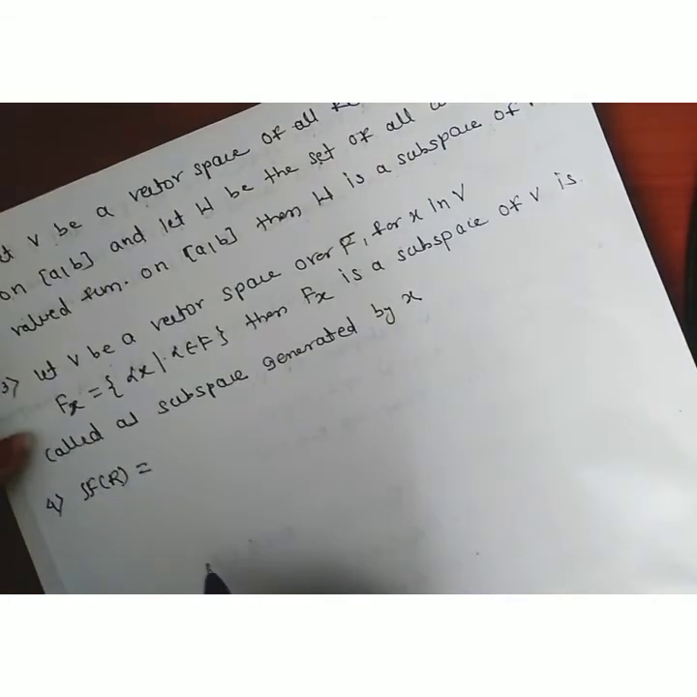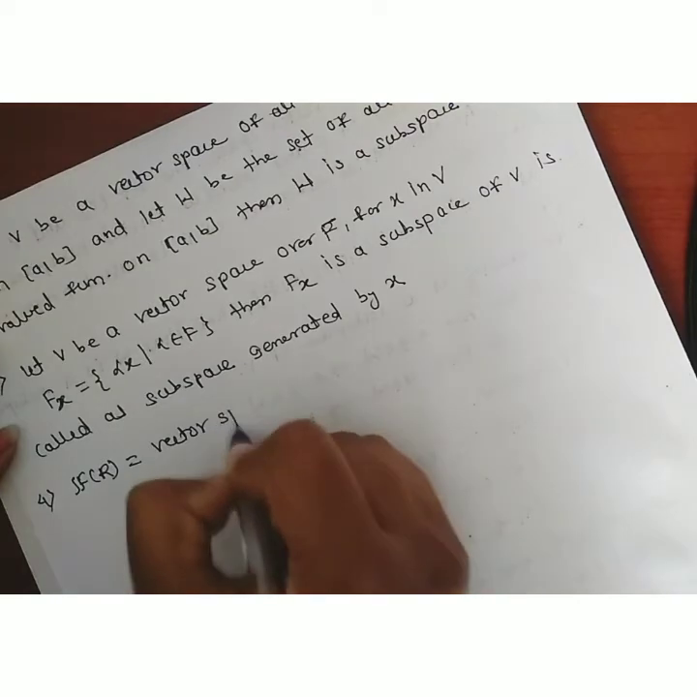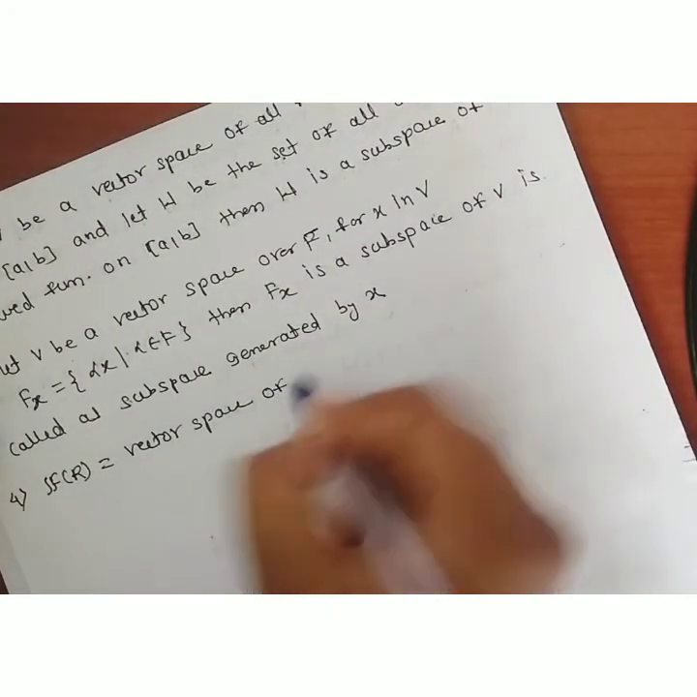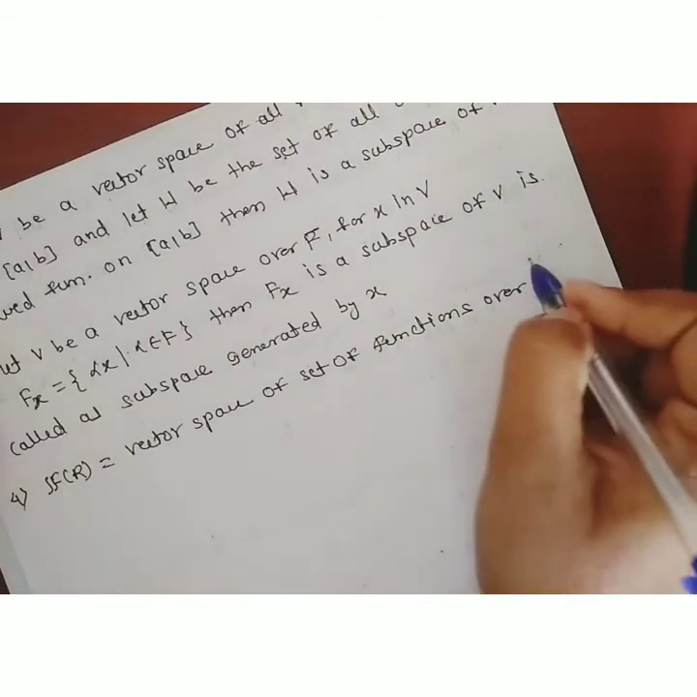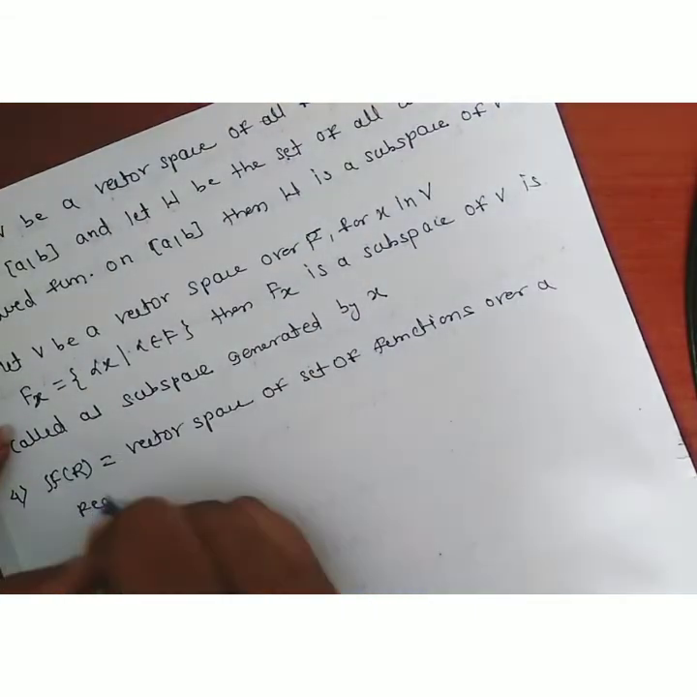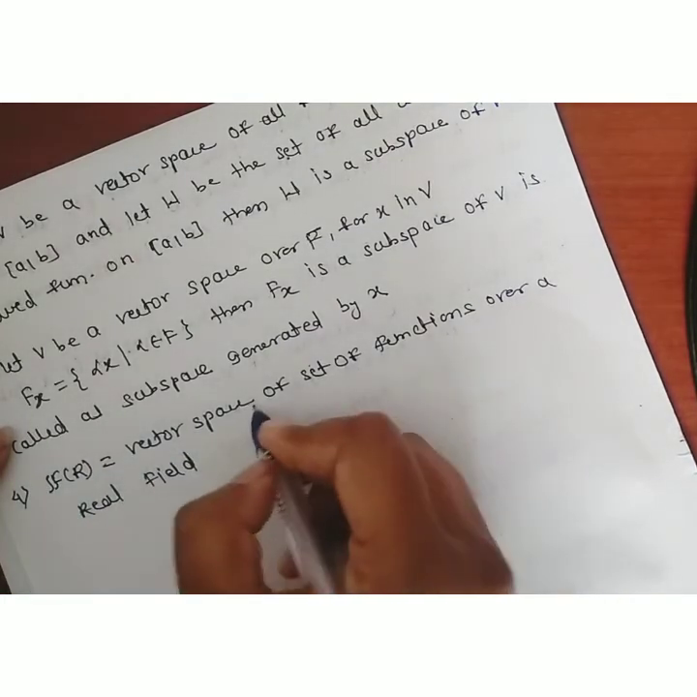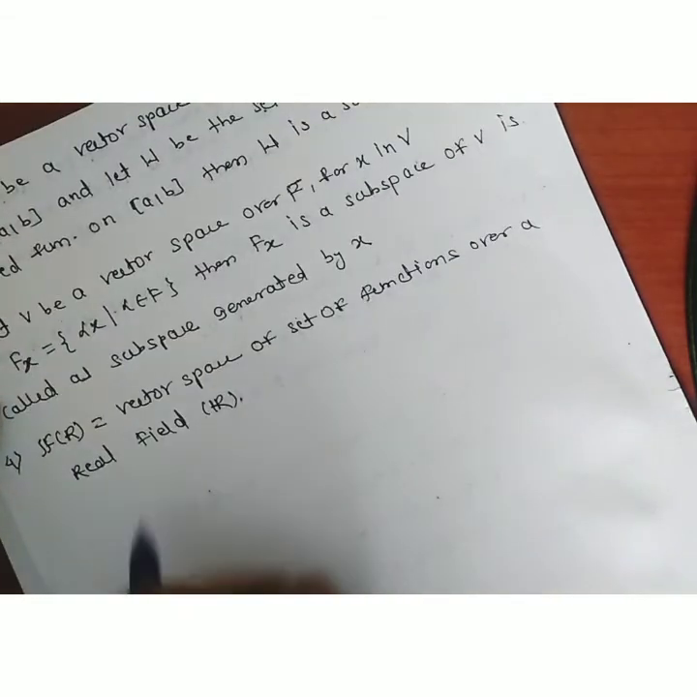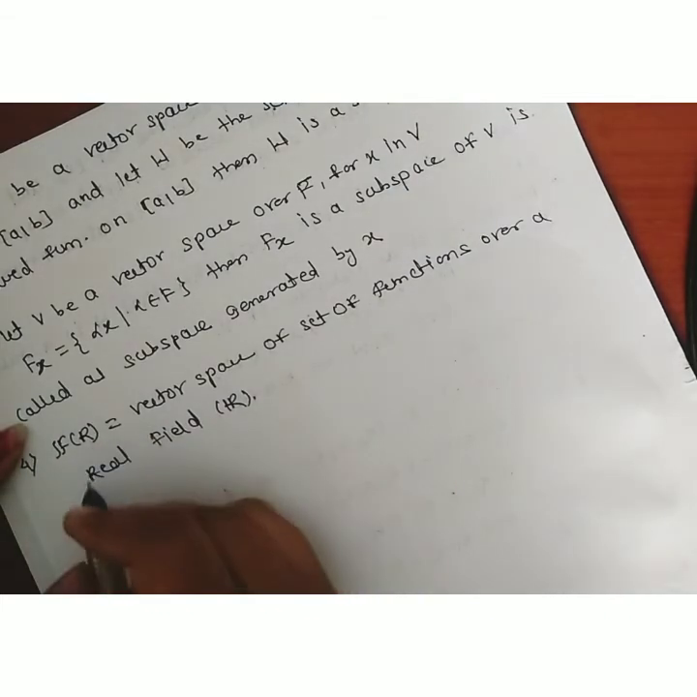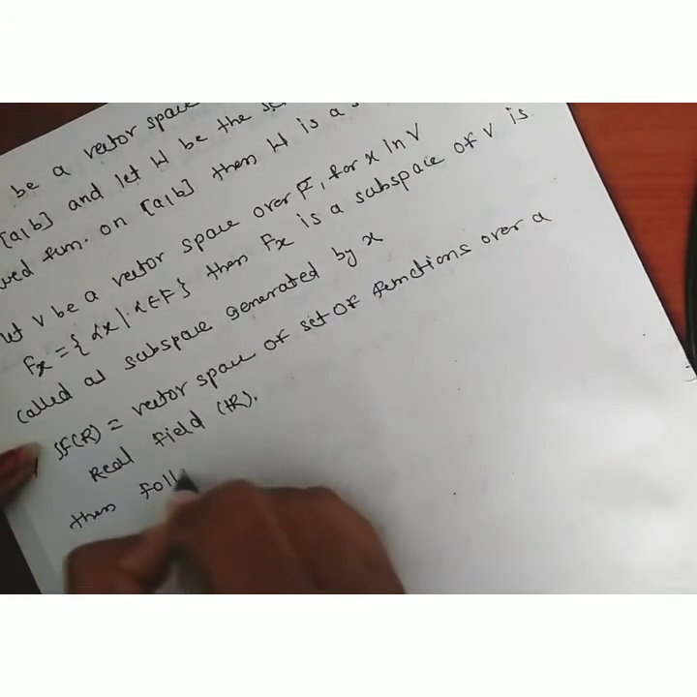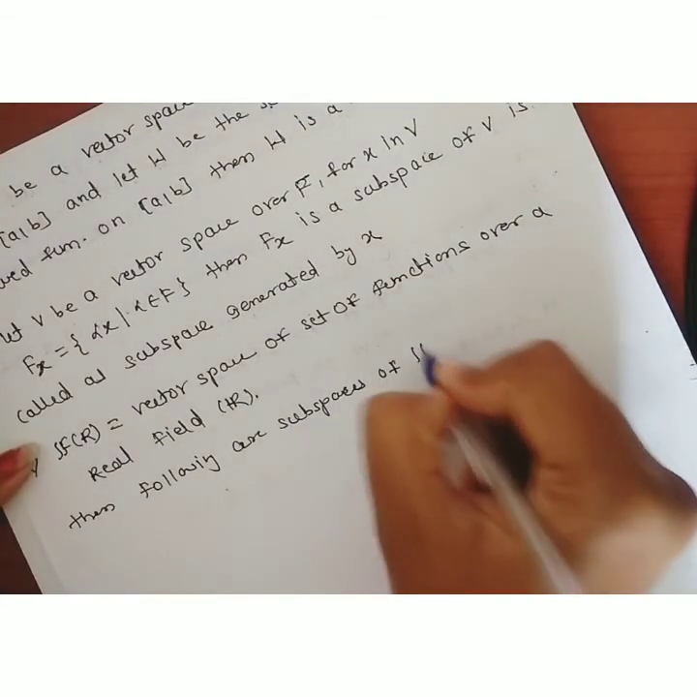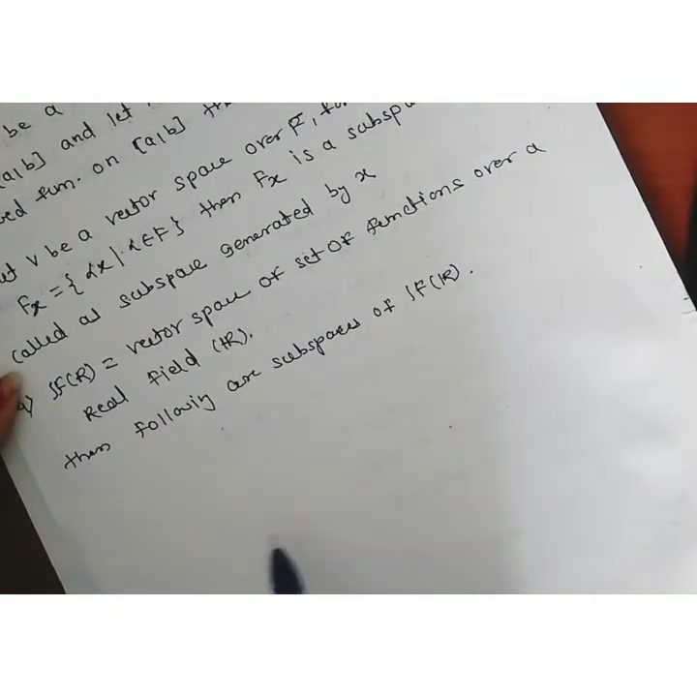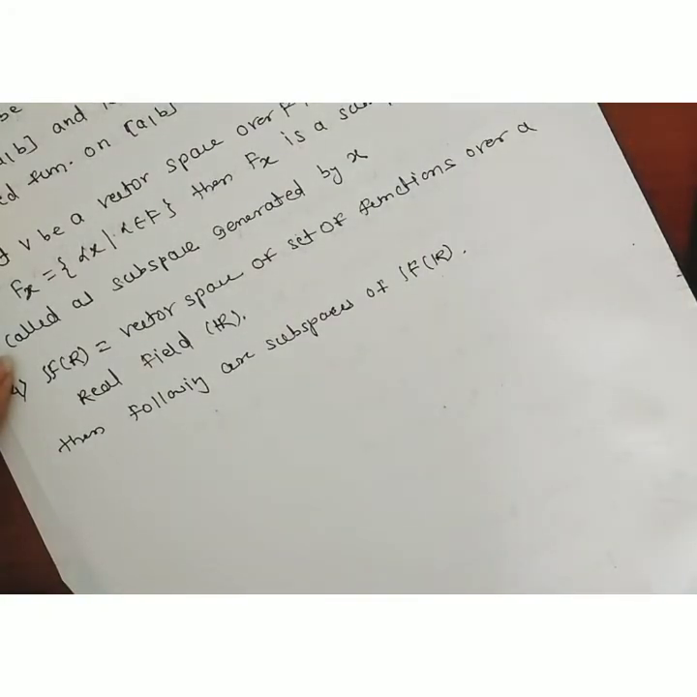Let us consider F over R, the vector space of the set of functions over the real field R. Then the following are subspaces of F over R. So if we are given the vector space of all functions over the real field, then the following are the subspaces of F over R.